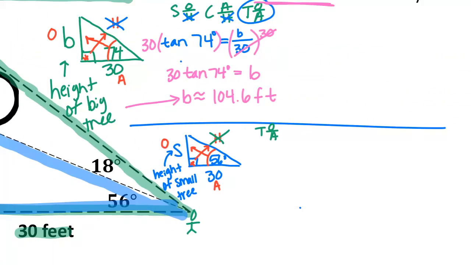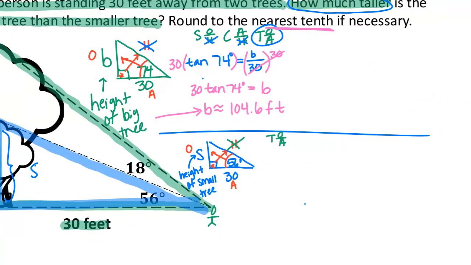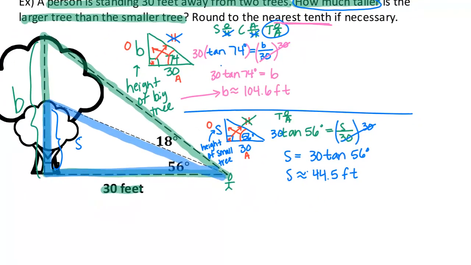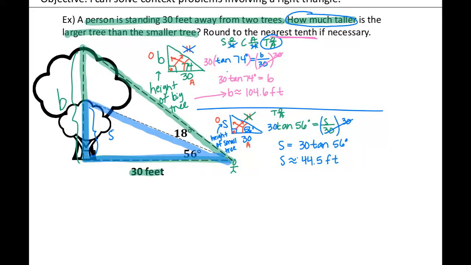So I want you guys to practice now. We've done this for a little while now. So I want you to practice now finding the small tree's height. The work for the big tree is still right here, so you can check the work we did for the big tree. Go do it now for the small tree. Alright, so I got the same thing. I got 44.5 feet for the small tree.